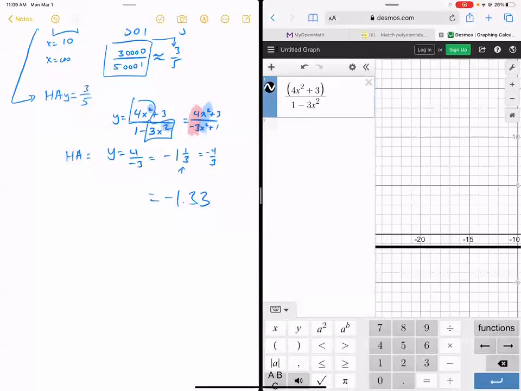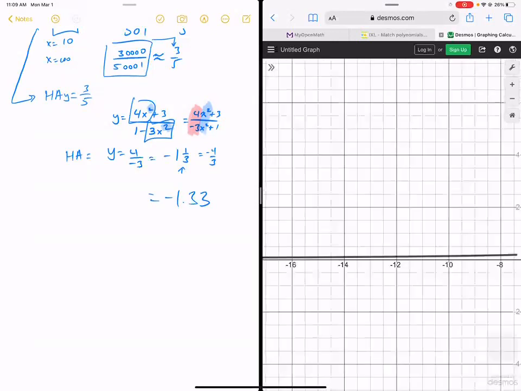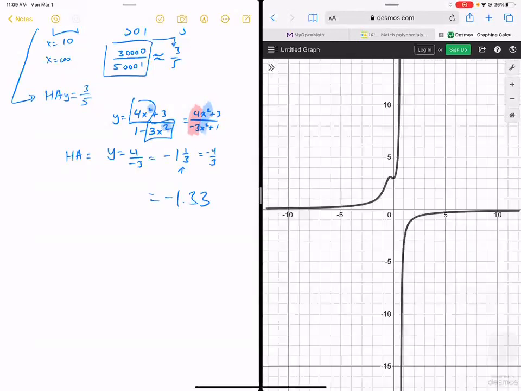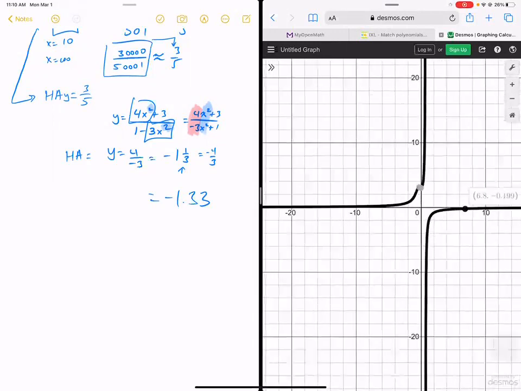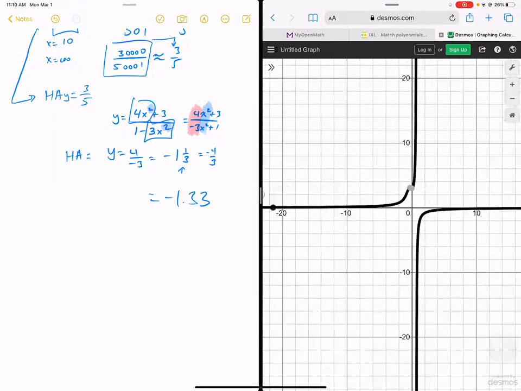Now, I'm going to show you a trick here. What if that 2 became a 3? Now who's bigger? The top or the bottom? Now the bottom exponent is bigger, and you take a look, the graph tends towards 0. See, the graph tends towards 0. That's 0, and that's 0.